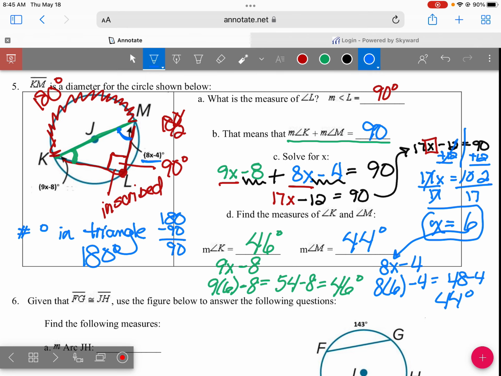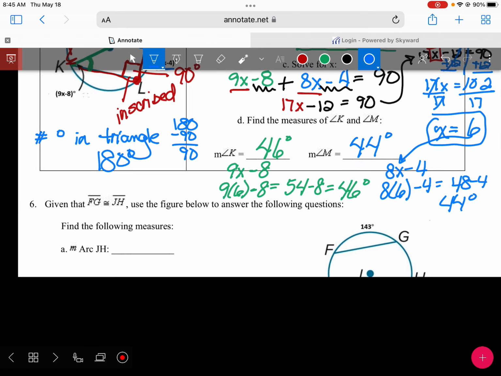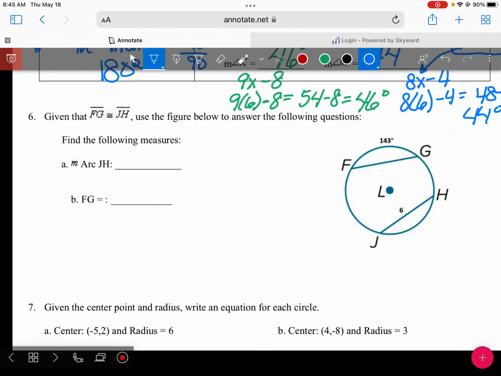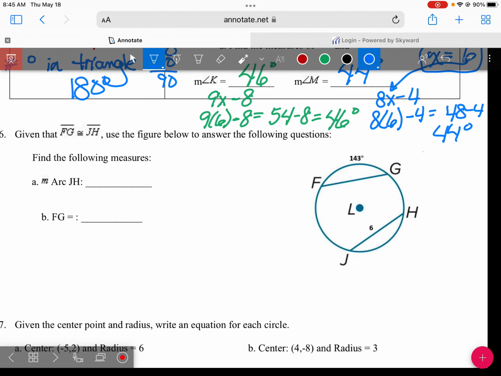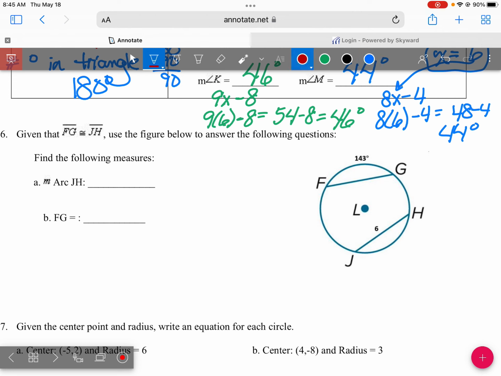Any questions about 5? All right, let's go to 6. This is one we had a question about. Given that line segment FG, and that symbol means is congruent to, line segment JH. What does congruent mean?